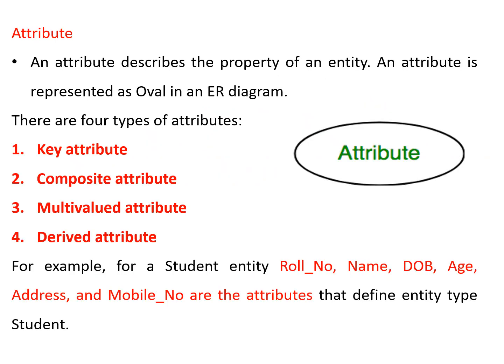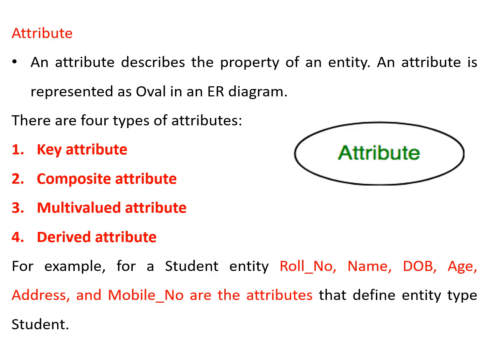Good morning everyone. In the previous class we discussed what is ER model and what are entities and their types. So now let us discuss the attribute. First, what is an attribute? An attribute describes the properties or characteristics of a particular entity. An attribute can be represented as an oval in an ER diagram. We can say an ellipse represents the attributes.